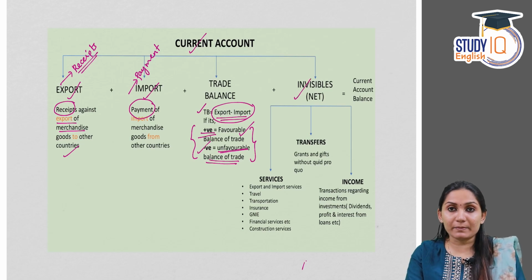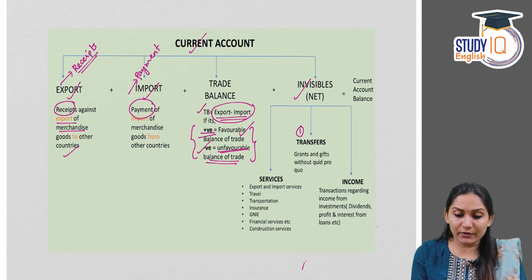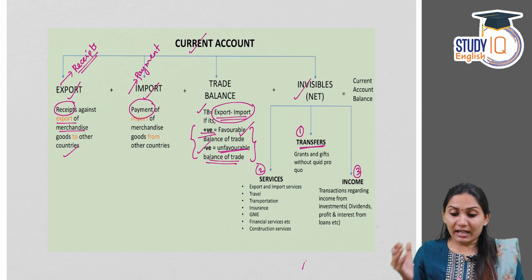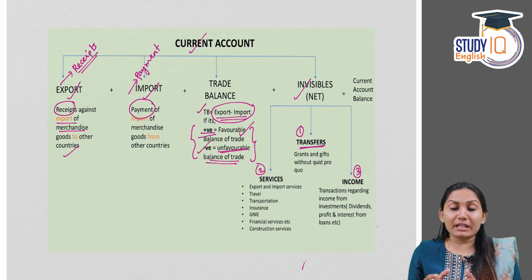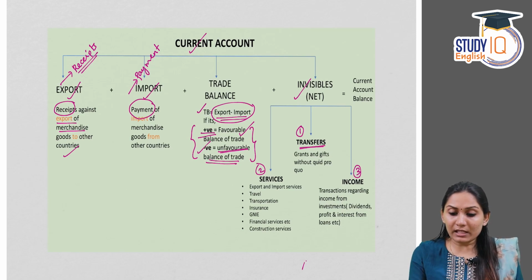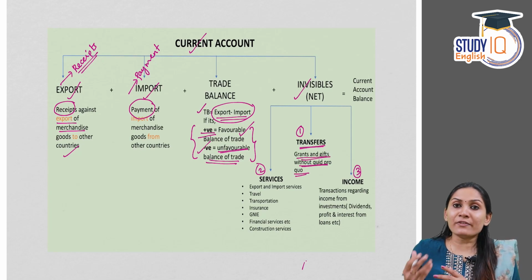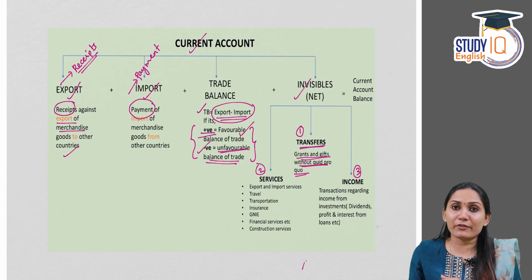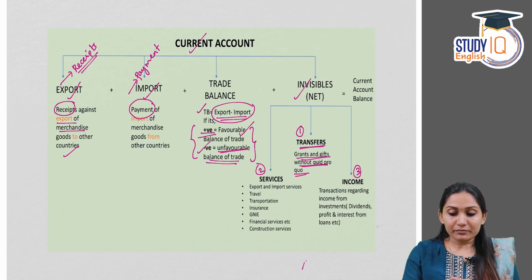Next, we have invisibles, that is net invisibles. Net invisibles has 3 subcomponents. One is transfers, second one is services, and the third one is income. So the first one is transfer, that is transfer payments. Now what is the meaning of transfer payments? These are grants and gifts without quid pro quo. Transfer payments means the payments received not as a compensation for something but without any service provided.